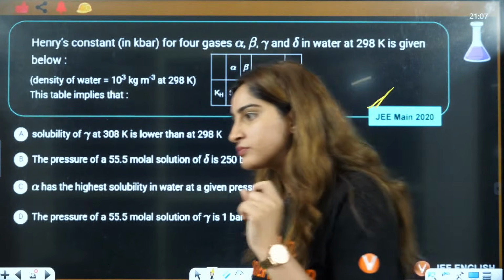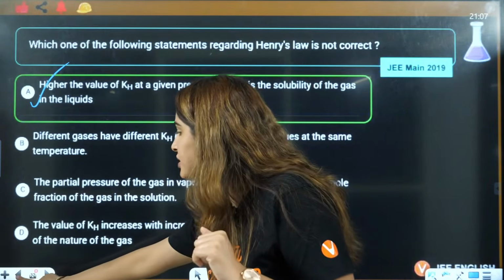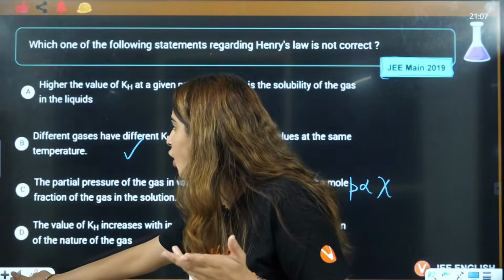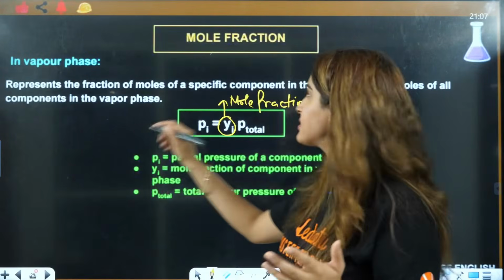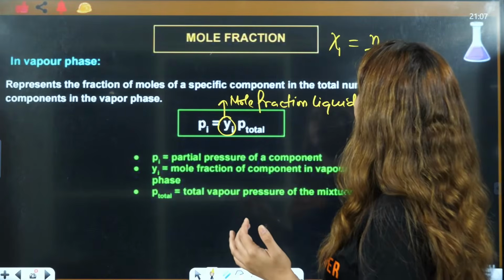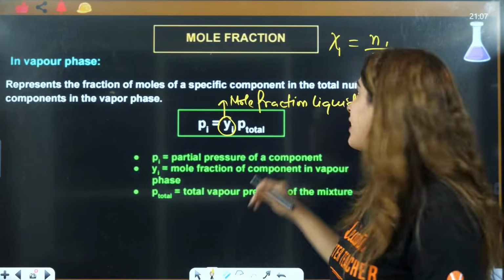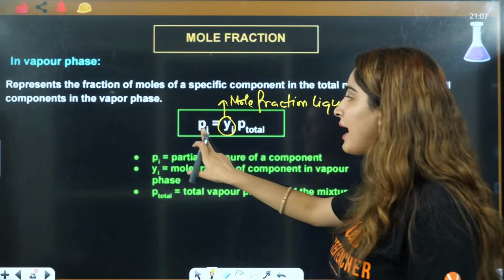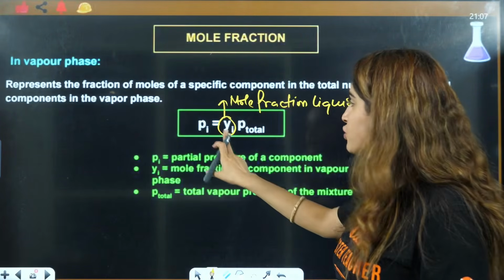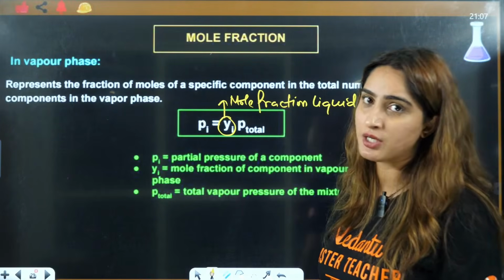Now, can you explain the mole fraction again? Mole fraction is simple. Mole fraction in the liquid phase is given by the number of moles of that component divided by the total number of moles. But the mole fraction in the vapor phase is given by partial pressure equals mole fraction multiplied by the total pressure.